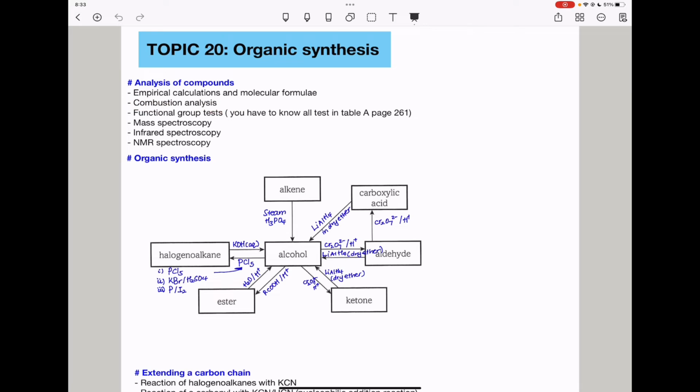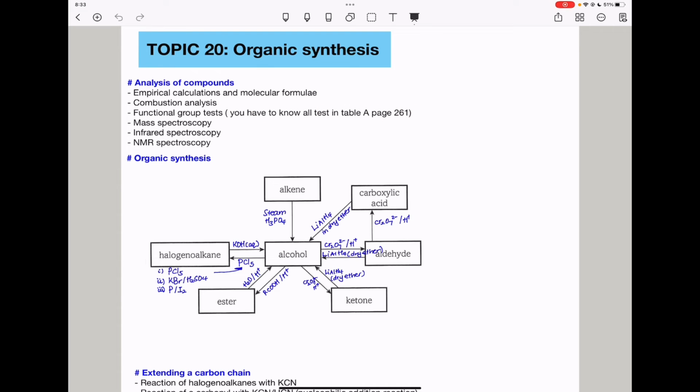Remember, most combustion reactions are going to produce carbon dioxide and water, so we could use those to be able to get the mass of hydrogen, the mass of carbon, as well as the mass of oxygen in order to calculate the empirical formula as well as the molecular formula of an organic compound. They could ask you about functional group tests. Please ensure you understand Table A on page 261. It shows you all the functional groups that can be tested.